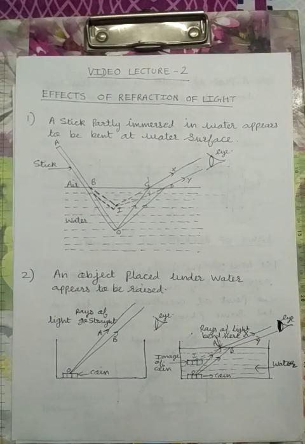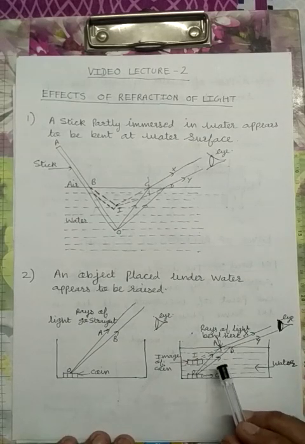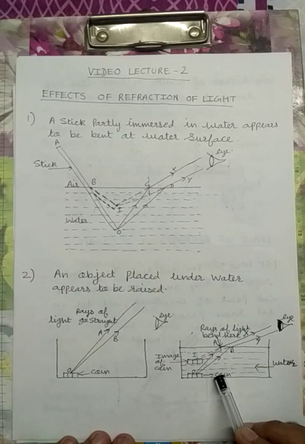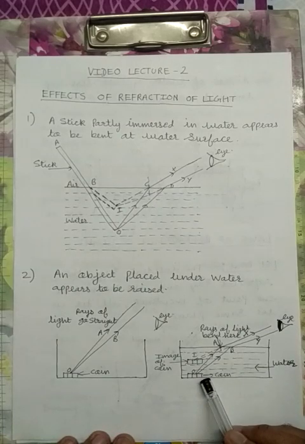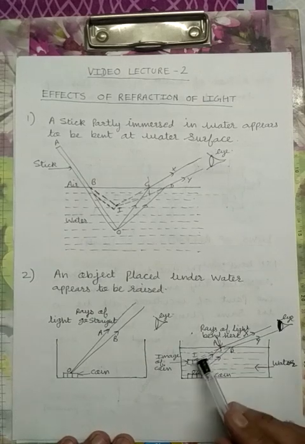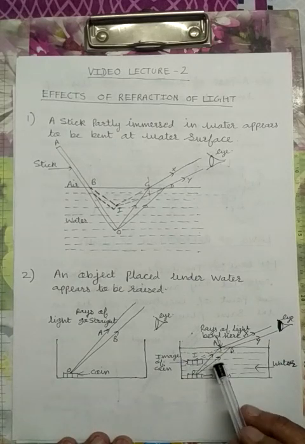Now, without changing the position of our head, we have to pour some water into this beaker. So the coin which was initially invisible to us suddenly becomes visible, that is, we are able to see it. And it appears to be raised to us. Now let's see how this is happening.